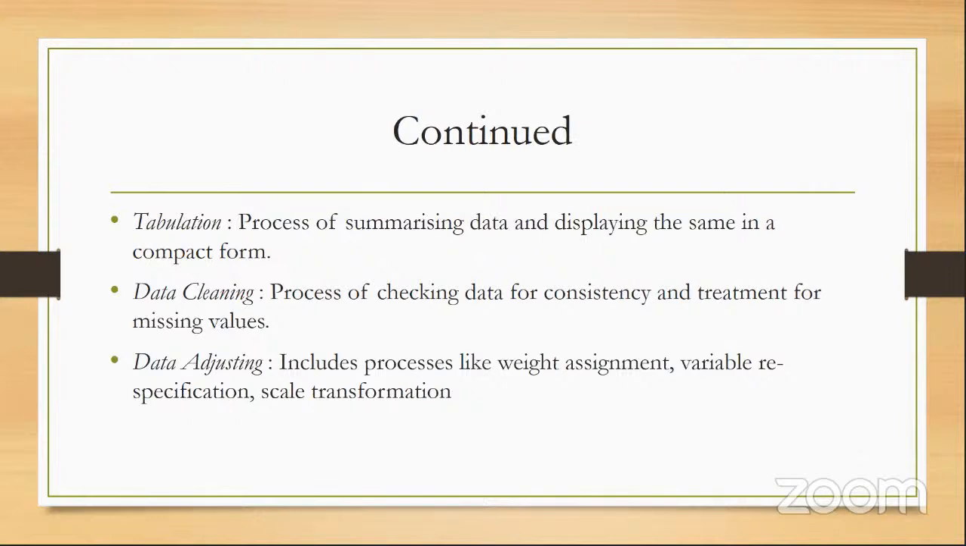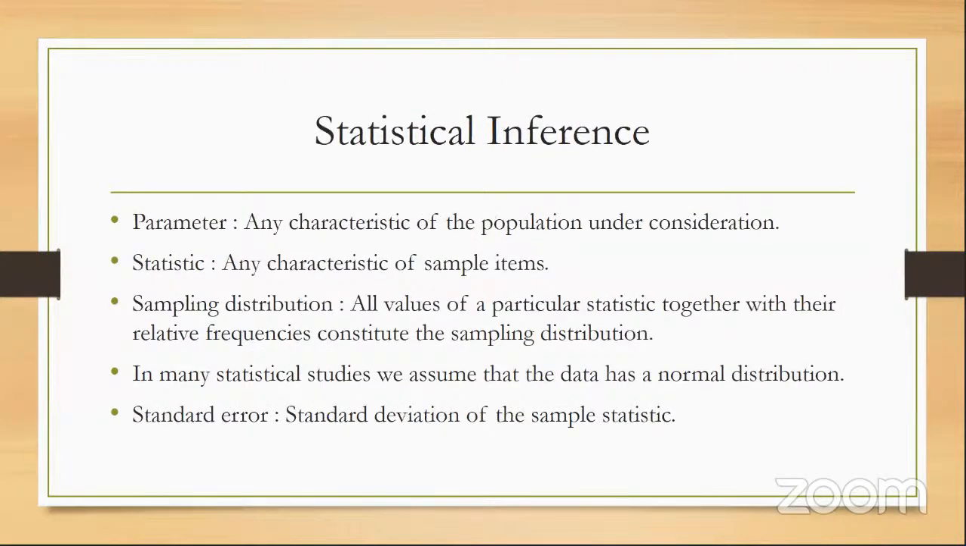So that is what we do in scale transformation. Now coming to the last part of my presentation, which is statistical inference. So I'll start with what is a parameter and what is a statistic. Any characteristic of the population under consideration, maybe it is the average income, maybe it's the average level of technology adoption, that is a parameter.